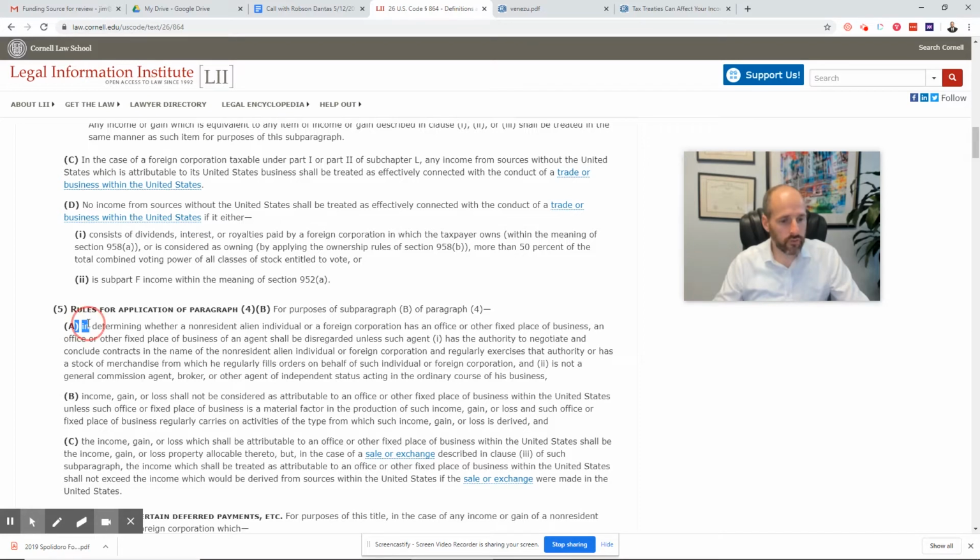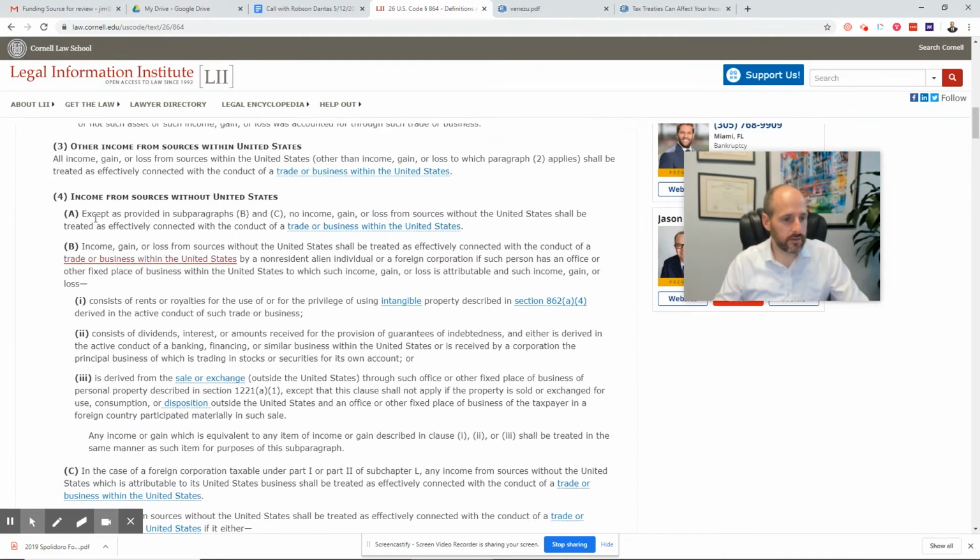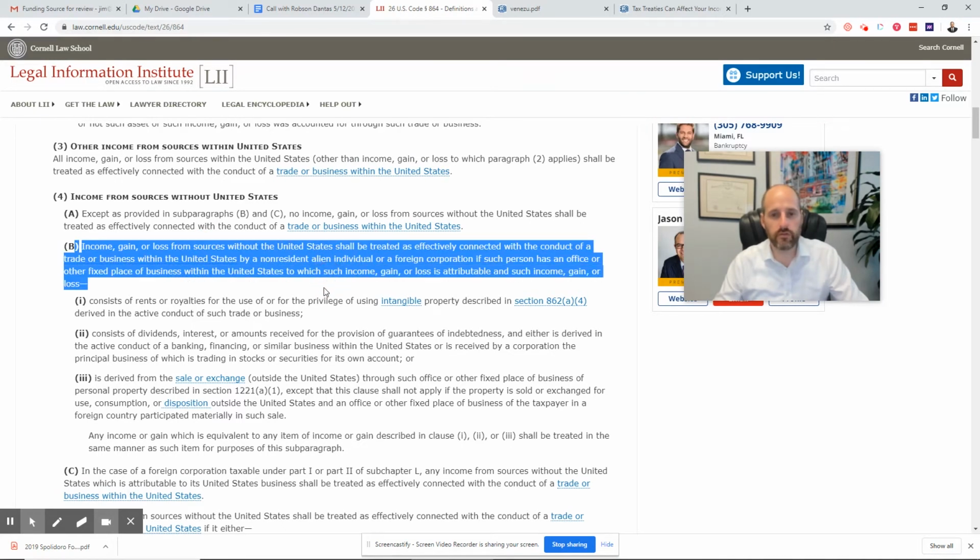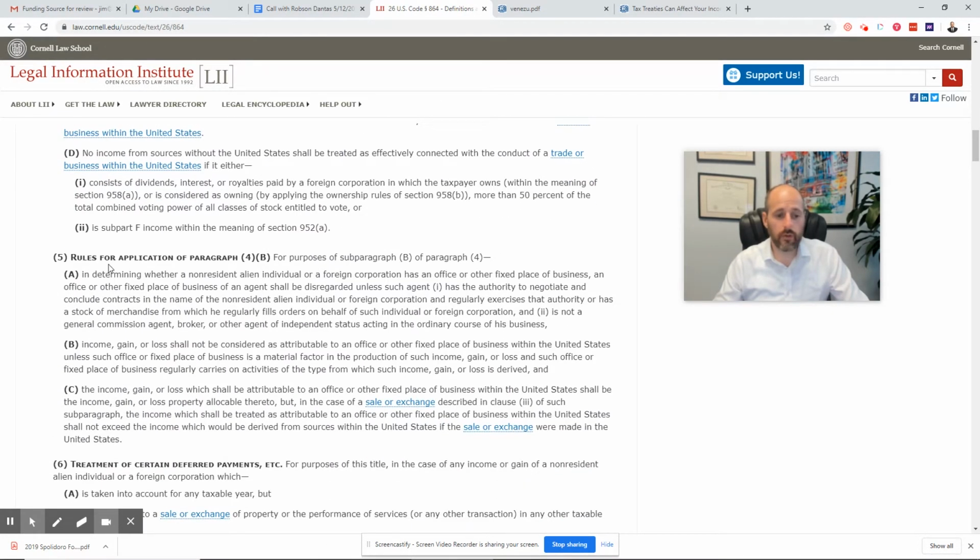Here we go. Rules for application of paragraph 4B, and that is the sourcing of effectively connected income. In determining whether a non-resident alien individual or foreign corporation has an office or other fixed place of business, the office of an agent shall be disregarded unless such agent has the authority to negotiate and conclude contracts in the name of the non-resident alien individual or foreign corporation and regularly exercises that authority, or has a stock of merchandise from which he regularly fills orders on behalf of such an individual or foreign corporation, and is not a general commission broker or other agent of independent status acting in the ordinary course of business.